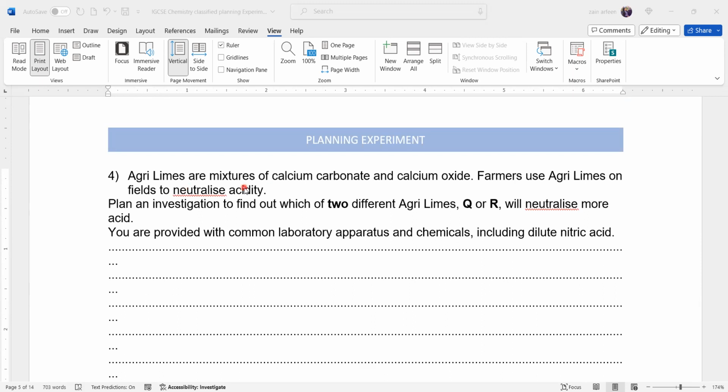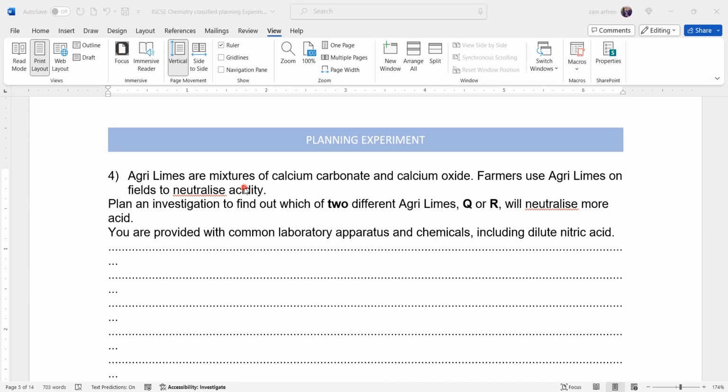So Agri lime contains calcium carbonate as well as calcium oxide. And farmers use Agri lime on fields to neutralize acidity. Farmers are using this Agri lime to neutralize acidity because these compounds can react with acid, both calcium carbonate and calcium oxide, like metal carbonates and metal oxides. They can react with acid, so we can use them to neutralize the acidity of the soil.